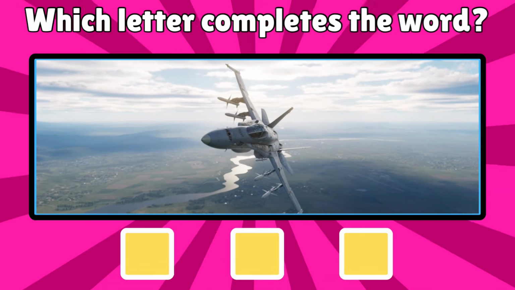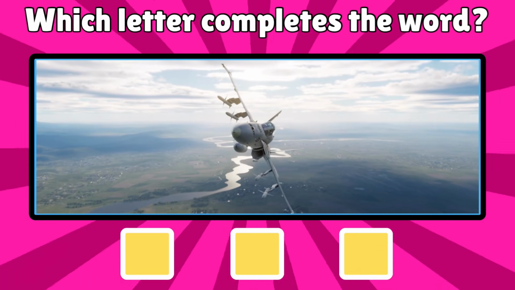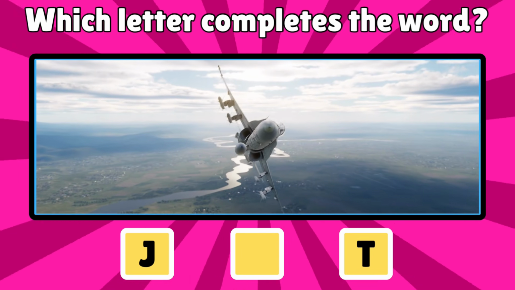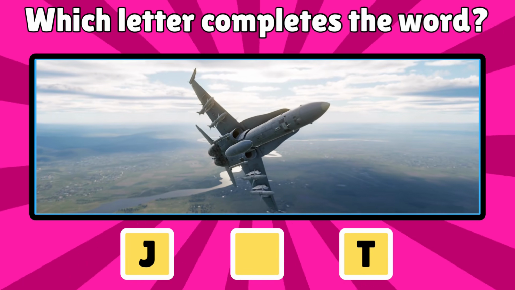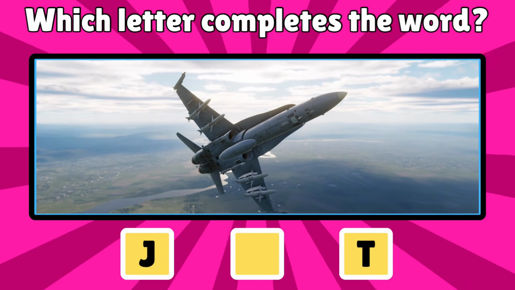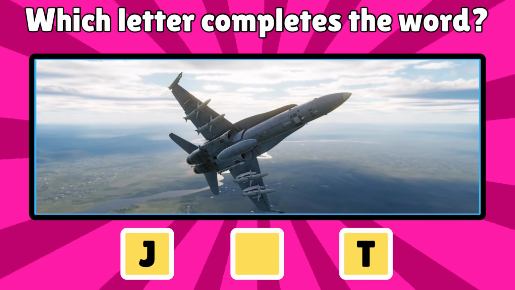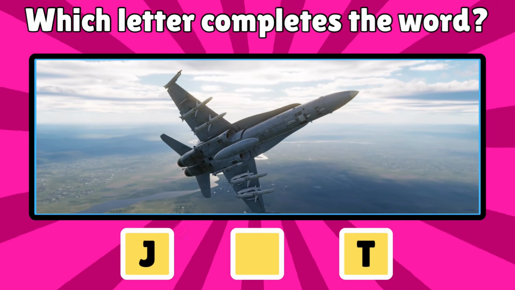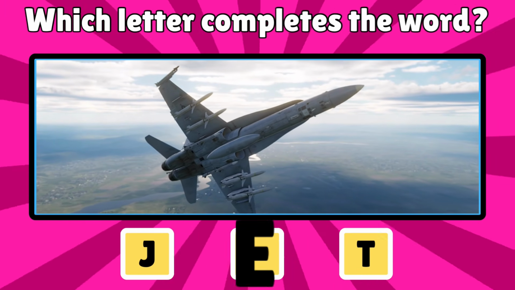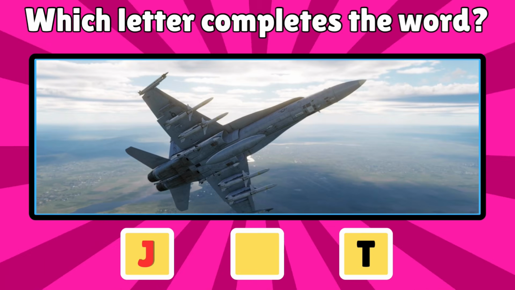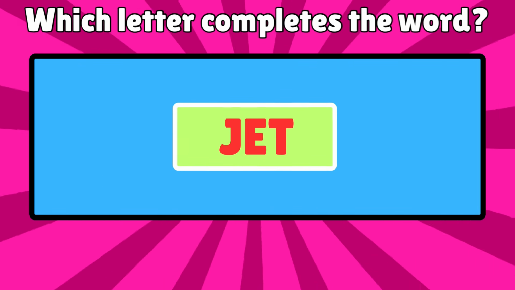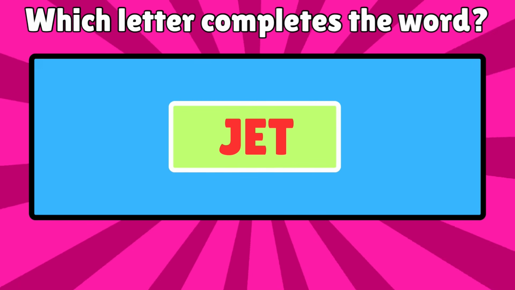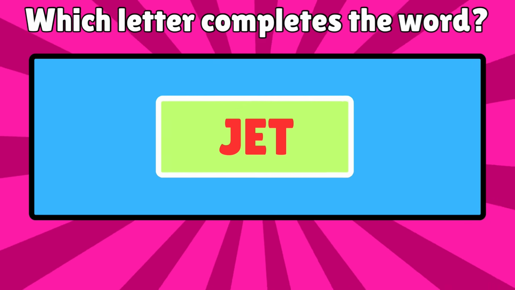Look at the video. It is a jet. Here, vowel is missing. J, T, which letter completes the word? It is E, J, E, T. Jet, can you say it again? J is for jet. Jet.